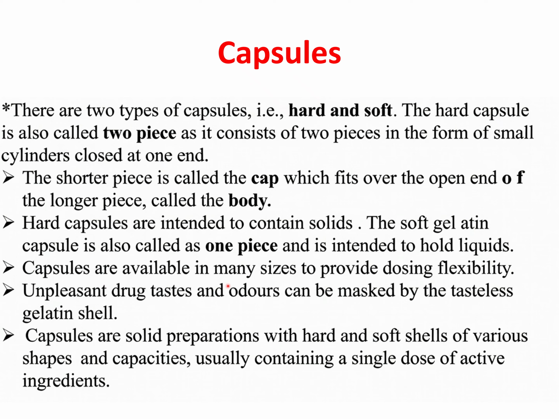Capsules are available in many sizes to provide dosing flexibility. Unpleasant drug taste and odors can be masked by the tasteless gelatin shell. So capsules are solid preparations with hard and soft shell of various shapes and capacities, usually containing a single dose of API. So from this lecture, we have understood that hard gelatin contains two pieces, one is cap and another is body, and soft gelatin is one piece and it contains liquid.